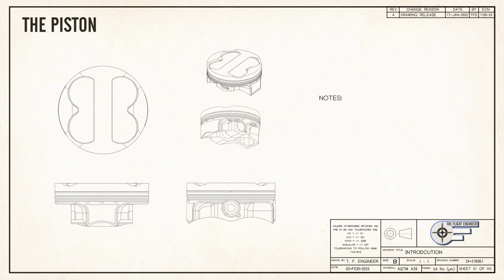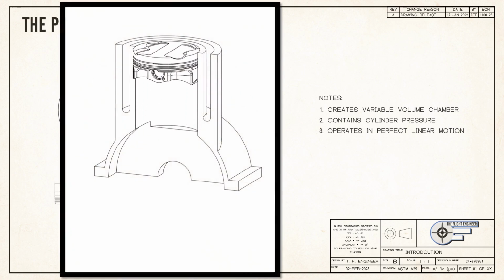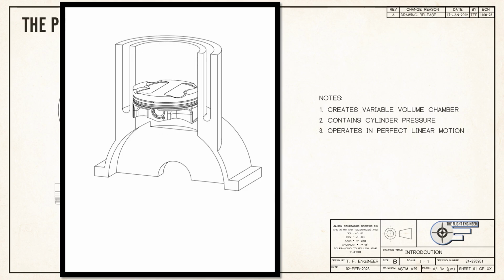We'll begin with the piston. The piston moves in the engine cylinder, creating a closed chamber with variable volume. The piston contains pressure and transmits the force of combustion gases to other engine components. While doing this, it operates in completely linear motion, translating up and down the y-axis in the cylinder bore.